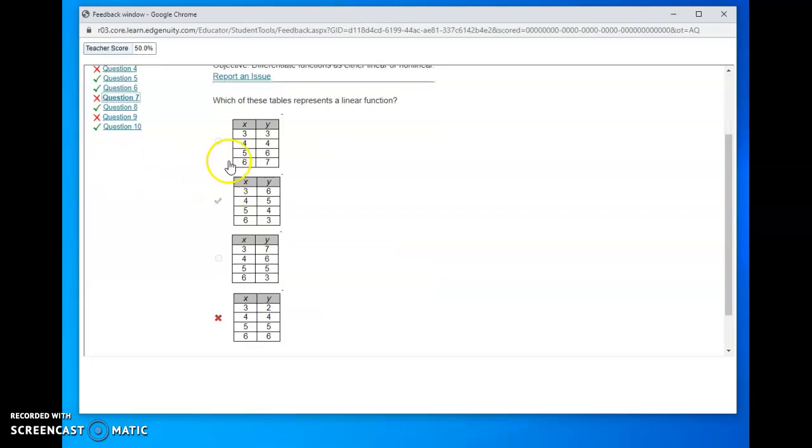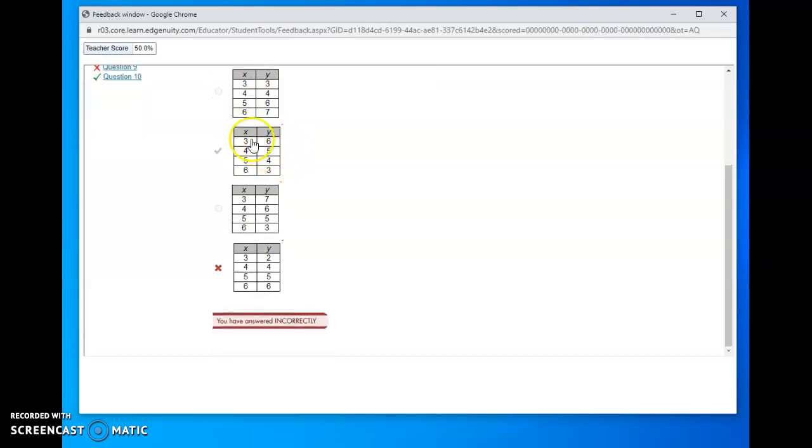Which one represents a linear function? So here, 3, 4, 5, 6 looks good. 3, 4, 6, 7. So it skipped 5 here. So it went up 1 and then went up 2. 3, 4, 5, 6. 6, 5, 4, 3. So it goes up 1 from the left and down 1 from the right. So that one looks good. That one looks like it's going to be linear.